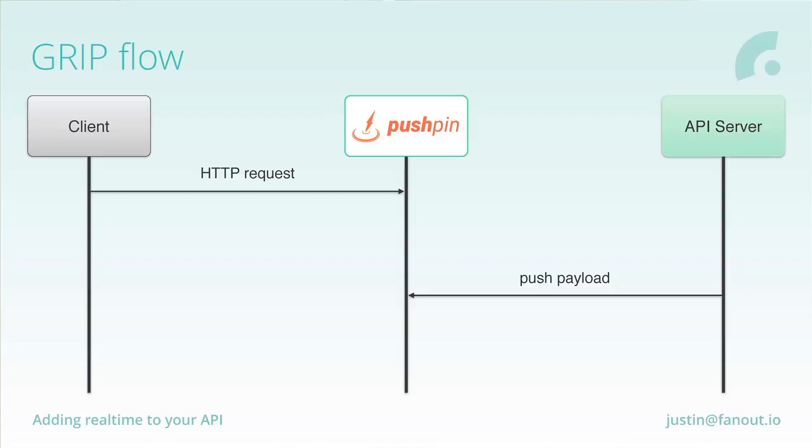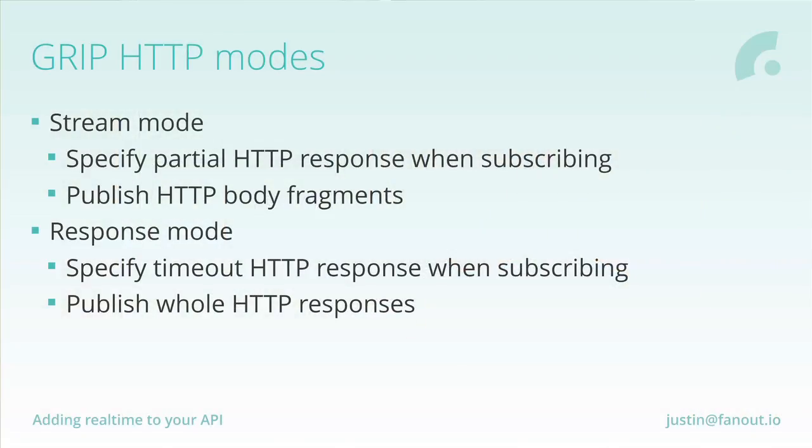And then at some future point, your backend can push data to Pushpin. This is done using an HTTP POST or 0MQ. We have a couple of inputs that you can use there, which Pushpin can then inject into one or more open connections for receiving. And that's basically it of how it works. So let's get into the details.